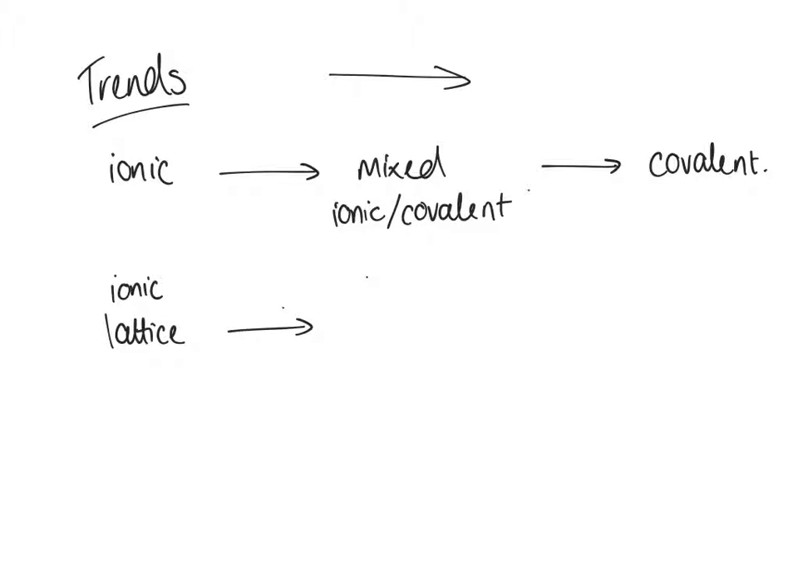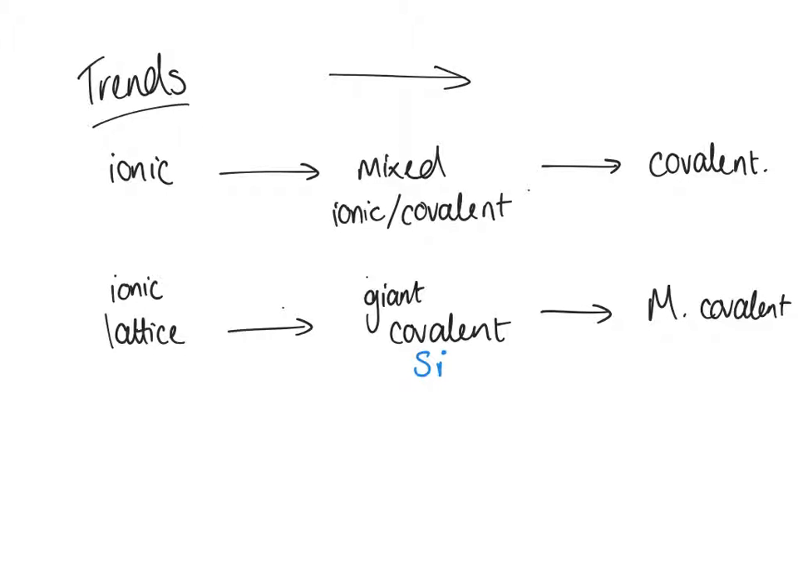Okay, then we progress towards... Giant covalent, good. And then... Okay, molecular covalent. Okay, in terms of where the crossover point is here: ionic lattice obviously starts with sodium. Where's your giant covalent lattice? Where's the switchover point here? Silicon, good. And then in terms of your bonding, where's the mixed ionic covalent?